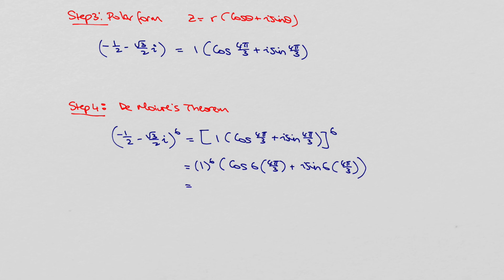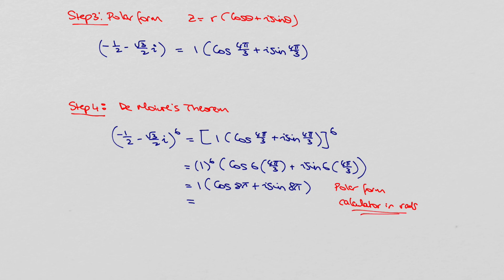So 1 to the power of 6 is just 1. Cos of 6 times 4 pi over 3 is cos 8 pi, and sine 8 pi times i. So that would be my answer in polar form. But of course, we're going to write our answer in rectangular form. So make sure that you have your calculator in radians. And if you've written down 6 times 240 degrees, then you'd make sure your calculator is in degrees.